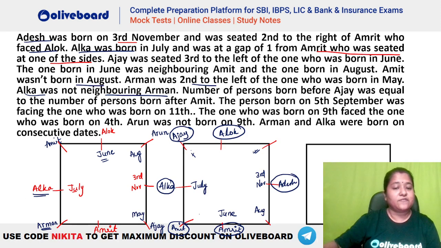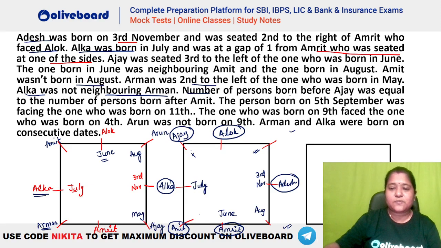Now if you check, we have that Arman was second to the left of me. So let's say if we take Arman here, he's second to the left of me. That is a possibility. May can be here. Let's say if we take Arman here, so he's second to the left of me. Again a possibility. So you can see we have a possibility for Arun and Arman here. Okay, we'll check that out. After that, let's see what else do we have here.